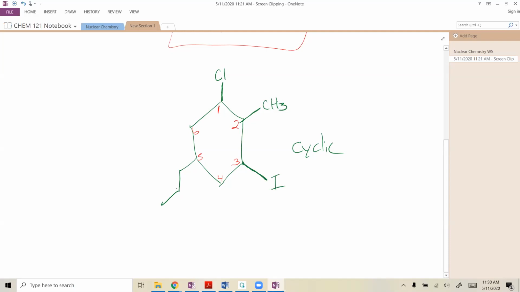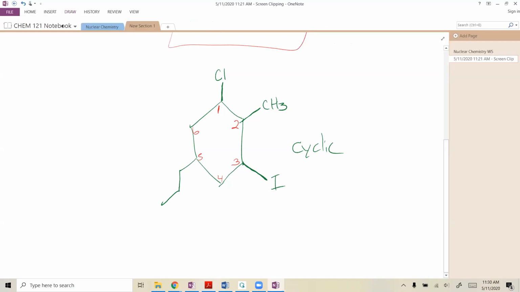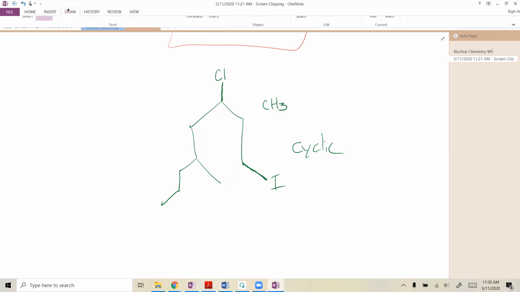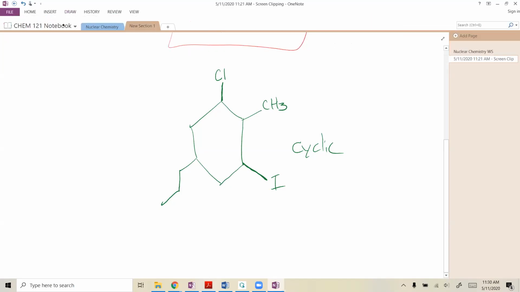So we have our base structure, but what else do they want us to add to it? Because this one's a little bit different than usual. They are asking us for something else as well. They want us to add the hydrogens. Very good. So for each of these carbons, how many bonds should our carbon have?